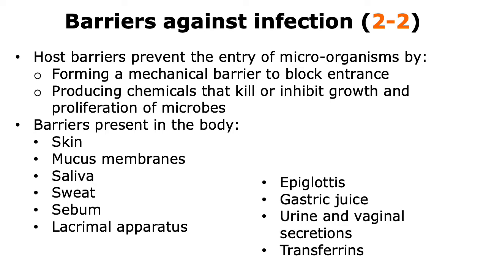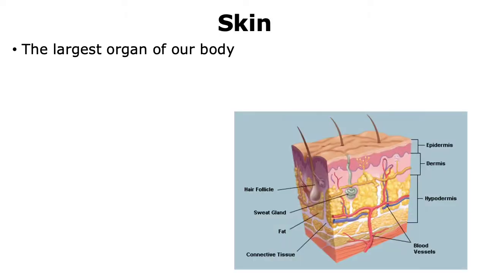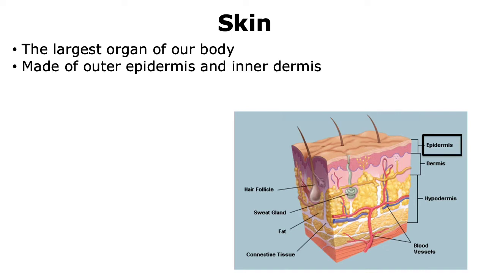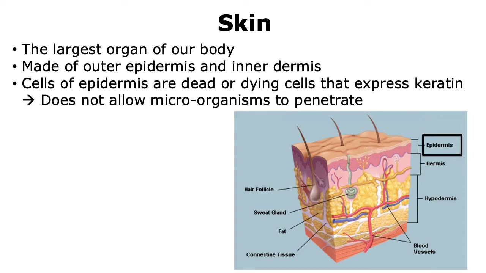So we're going to begin by looking at the skin. The skin is the largest organ of our body, and it is made up of an outer epidermis and an inner dermis. The cells of the epidermis are dead or dying, and they express an intermediate filament called keratin. These dead or dying cells, along with the keratin, form quite a rigid layer that does not allow microorganisms to penetrate through this epidermis. The epidermis also forms a semi-watertight barrier, and thus it does not allow pathogens to invade into the host.